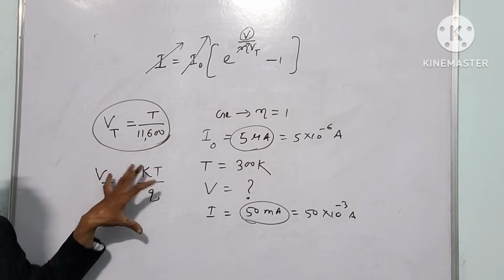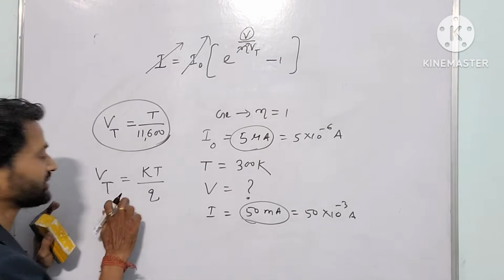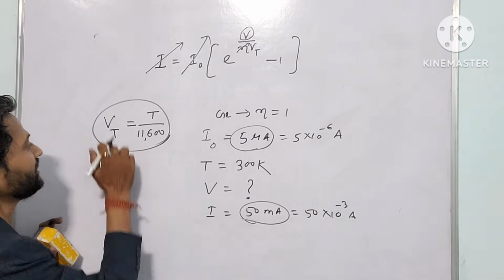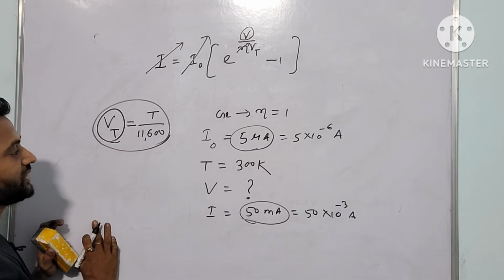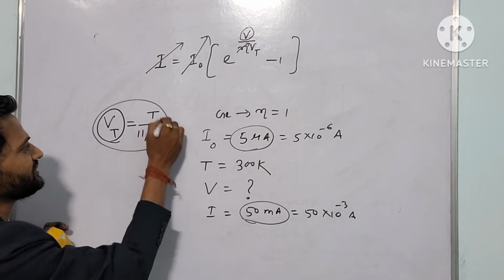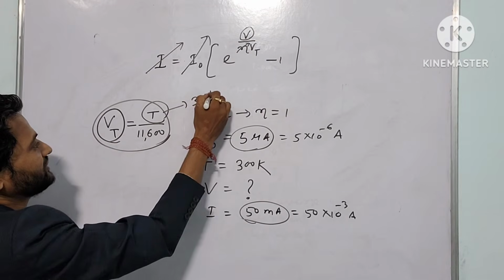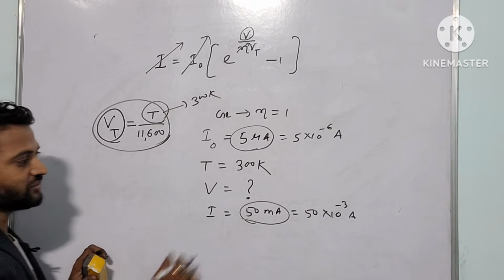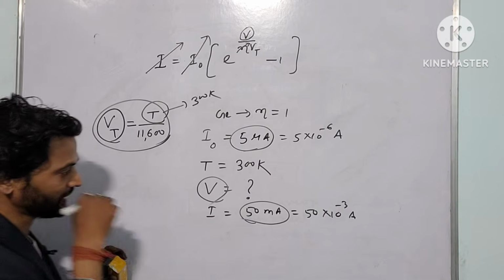Unnecessarily, it will take time. I am saying that unnecessarily it will take time. So better you remember the value of Vt. Vt is nothing but T by 11,600. Then T is given how much? 300 Kelvin. You can find out the voltage, right?